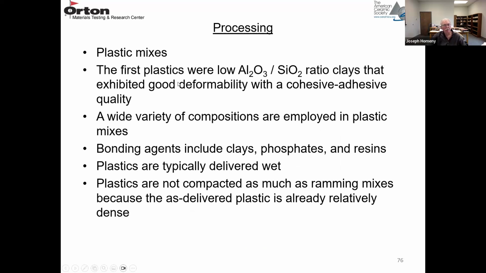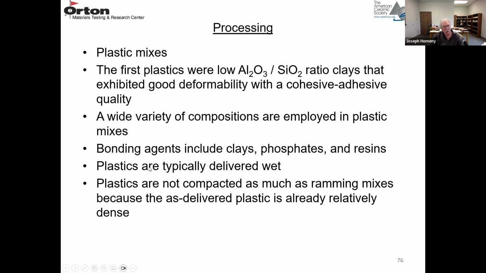The plastic mixes, the first plastic mixes were made with clays, low alumina silicate clays. And when mixed with water, the clays become plastic so that they provide good deformation characteristics. And they adhere very well. So the plastic mixes, again, have a wide range of compositions, depending on the type of aggregates and fines. Bonding agents originally were clays, but they can also be phosphates and various types of resins.